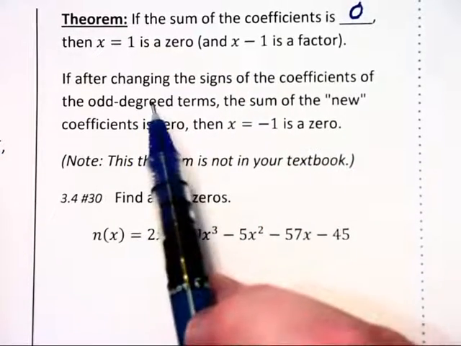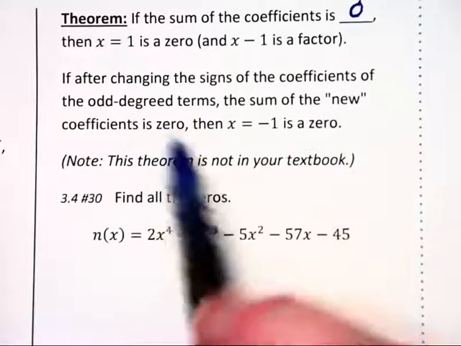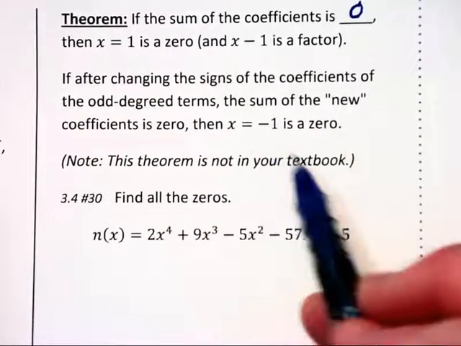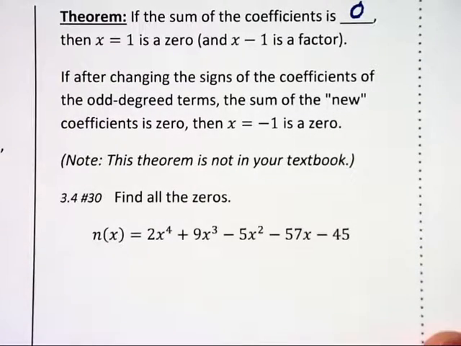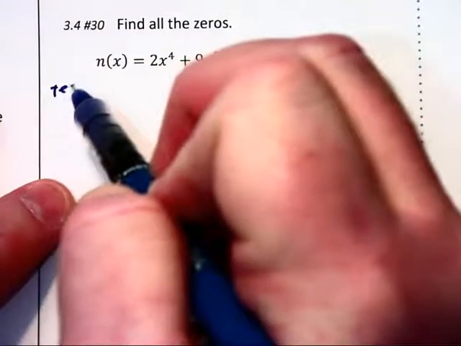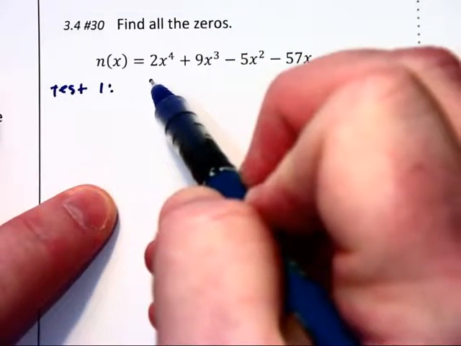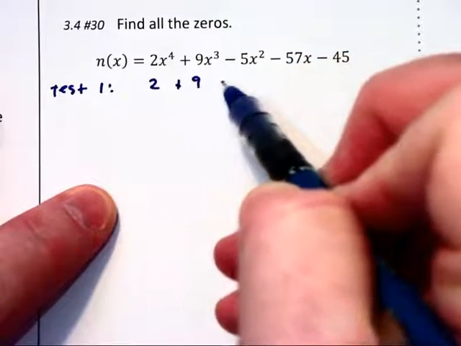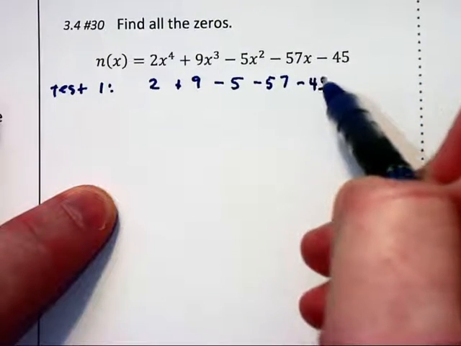And if, after changing the signs of the coefficients of the odd degree terms, the sum of the new coefficients is 0, then x equals negative 1 is a 0. Now that looks a little bit scary, but let's try this here on our first function. I'm going to test whether 1 is a 0 of the function. All I'm going to do is add together the coefficients that I see here and see if they equal 0.